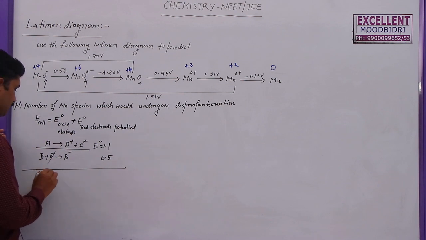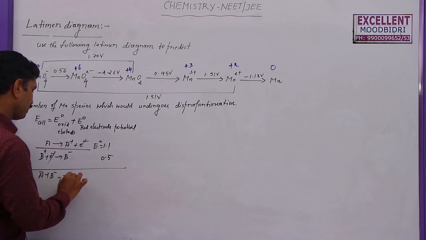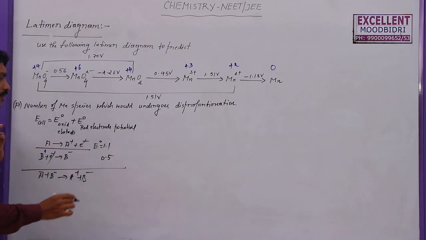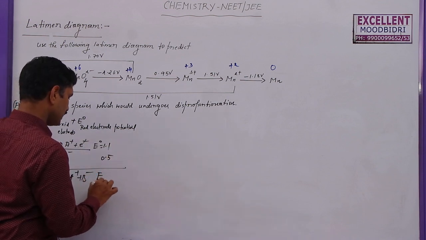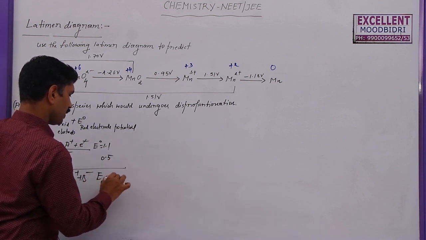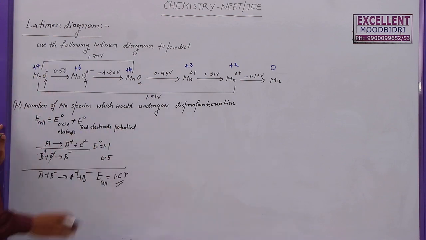We get A. Okay, here actually B plus, they form A plus B minus. So what is the E shell of this reaction? E shell is equal, just add here, 1.6. These are electrode potentials. Okay.